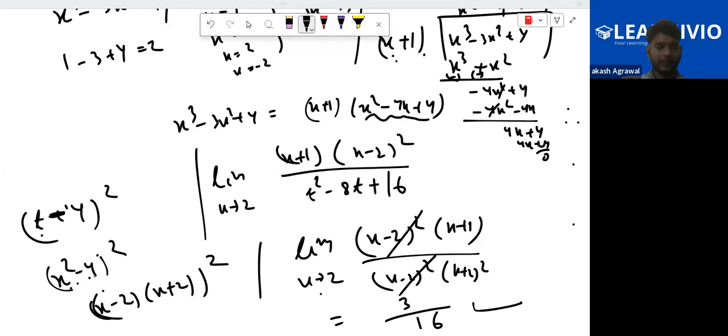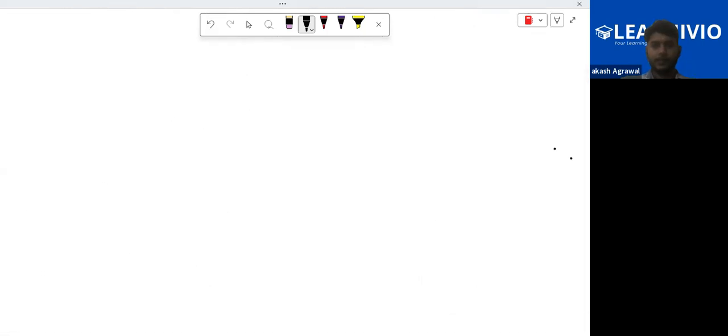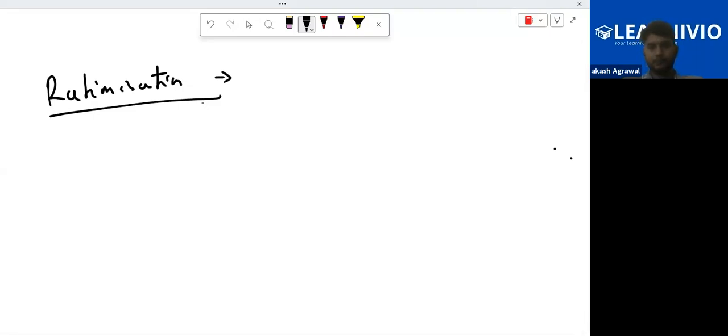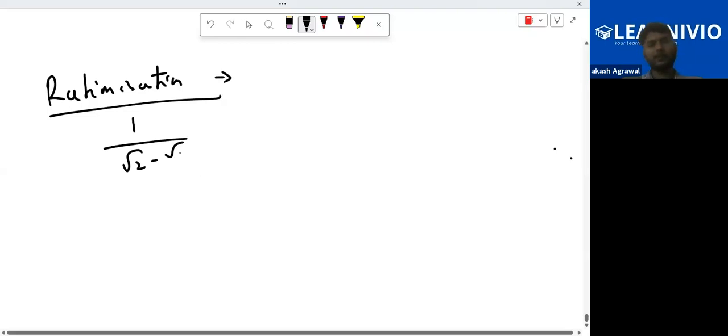So this was the factorization method. Next one is rationalization. Anyone remembers what rationalization is? We used to do this in class 8th or 9th. I don't surely remember, but somewhat like that, right?